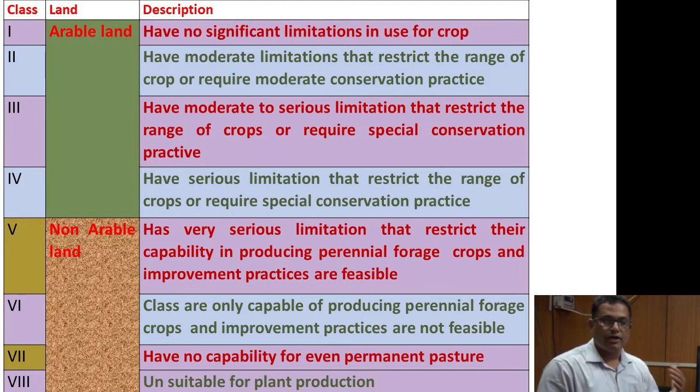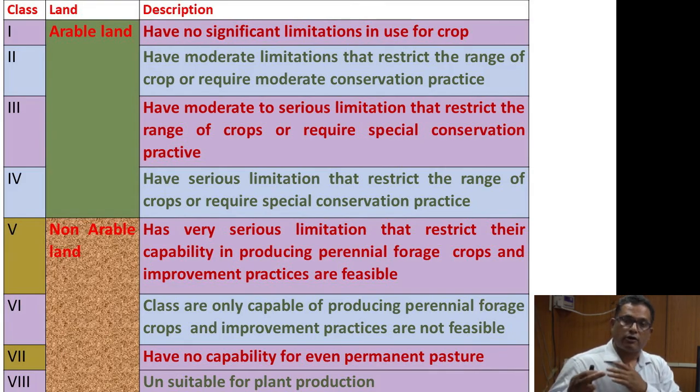And here we have to manage with some special conservation practices. Like in class 4 type of land, the slope would be very high, the soil texture would not be as good as that of class 1 and 2, and soil depth would be a limiting factor. Again, the erosion in such land because of these factors would be high. So here we have to apply mechanical measures, which should be reinforced with agronomic measures.